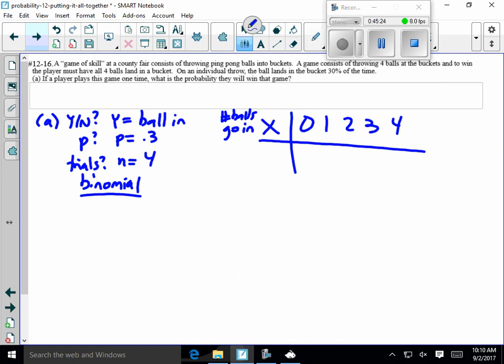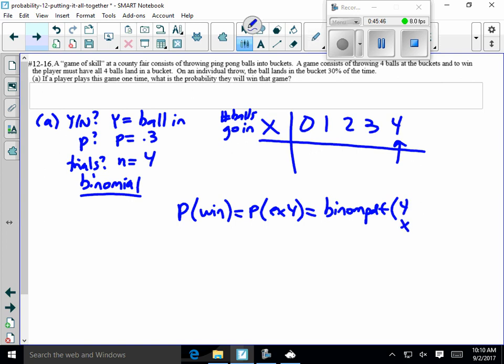So we're trying to find the probability that we win the game. Winning the game means that all 4 balls have to go in, so we have to have exactly 4 balls go in. That's a specific case, so we're going to use the binomial PDF function. For binomial, we have to tell it the total number of trials, that's usually called n, then the probability of it going in the bucket, which is 30%, and then the particular k value. We want to know 4 of the 4 trials.